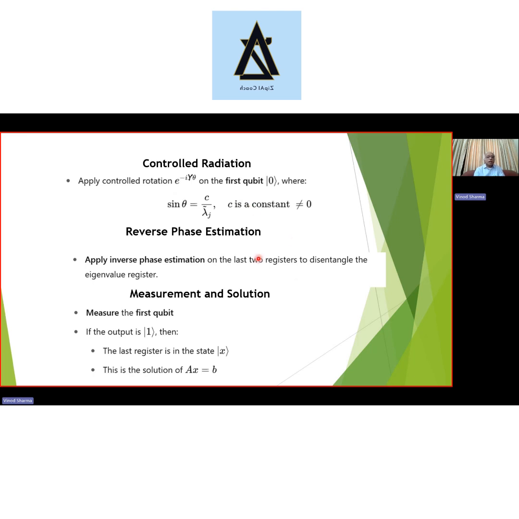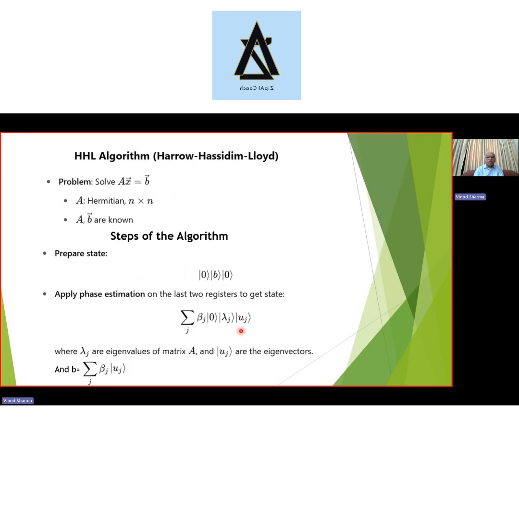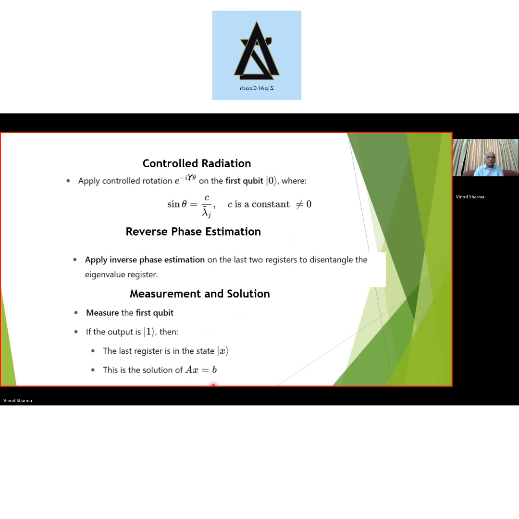After that, we apply inverse phase estimation on the last two registers to disassemble the eigenvalue register. After that, you make a measurement on the first qubit. If the output is 1, then the last register will have a state x where Ax = b. So this state contains the solution x that we are looking for.